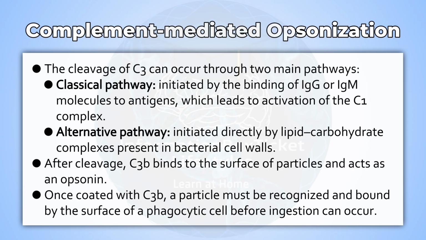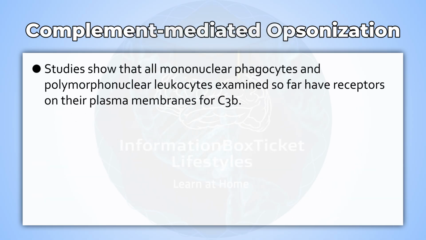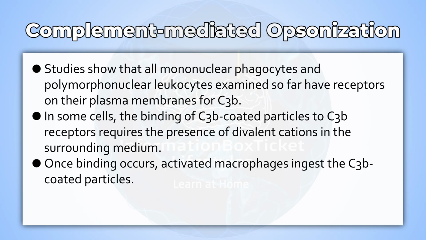Once coated with C3b, a particle must be recognized and bound by the surface of a phagocytic cell before ingestion can occur. Studies show that all mononuclear phagocytes and polymorphonuclear leukocytes examined so far have receptors on their plasma membranes for C3b. In some cells, the binding of C3b-coated particles to C3b receptors requires the presence of divalent cations in the surrounding medium. Once binding occurs, activated macrophages ingest the C3b-coated particles.